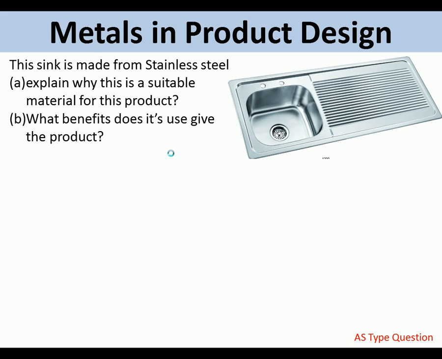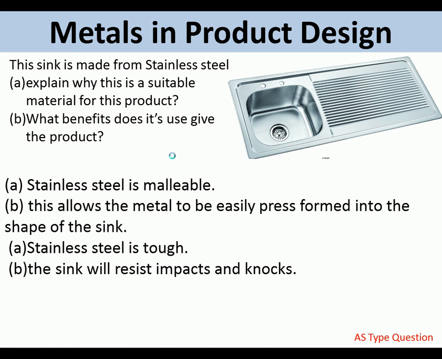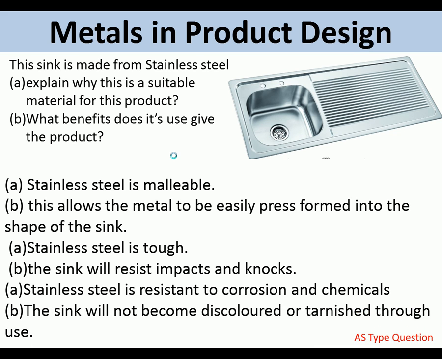This sink is made from stainless steel. Explain why it is a suitable material for this product, and explain what benefits its use gives the user of the product. Stainless steel is malleable. So this allows the metal to be easily press formed into the shape of the sink. Stainless steel is tough, which means the sink will resist impacts and knocks. And stainless steel is resistant to corrosion and chemicals, which means the sink will not become discoloured or tarnished through use.